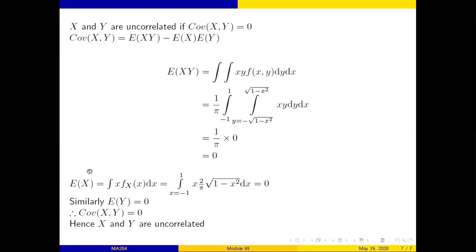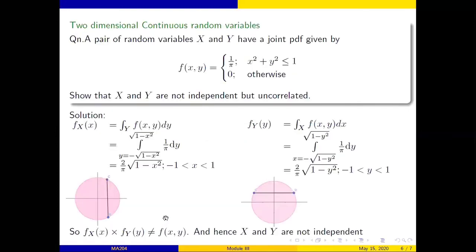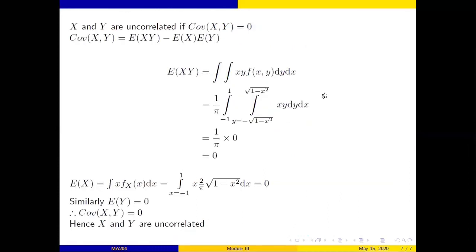So, hence obviously covariance of xy is also equal to 0. Therefore, you can prove that x and y are uncorrelated. So, hence we conclude that even though x and y are dependent, they are uncorrelated. So, that completes the answer to the second question. Thank you.